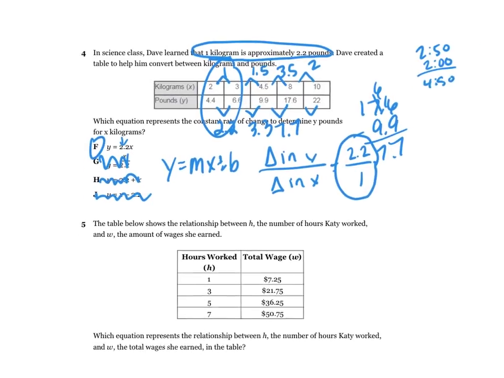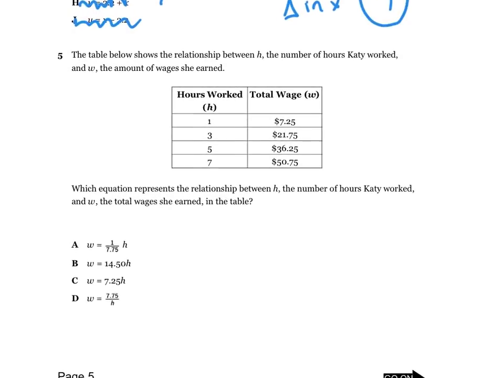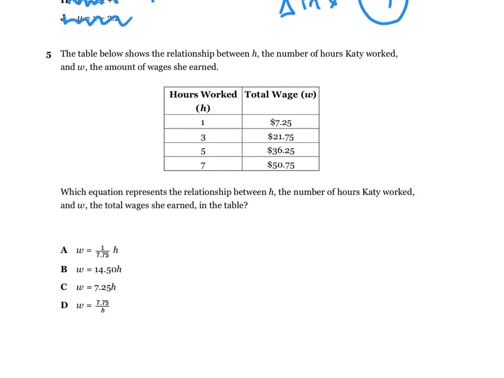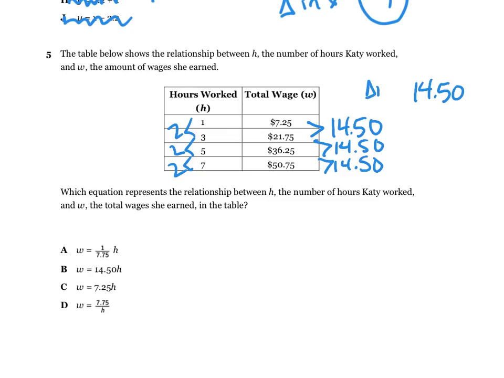Okay. Number 5. Same kind of idea, guys. It's changing at different rates. That's okay. The change here is 1450. The change here is 1450. The change here is 1450. It's 2, 2, 2. So what's 1450, which is the change in y, divided by the change in x, divided by 2? What's 1450 divided by 2? 7.25. That's your M.